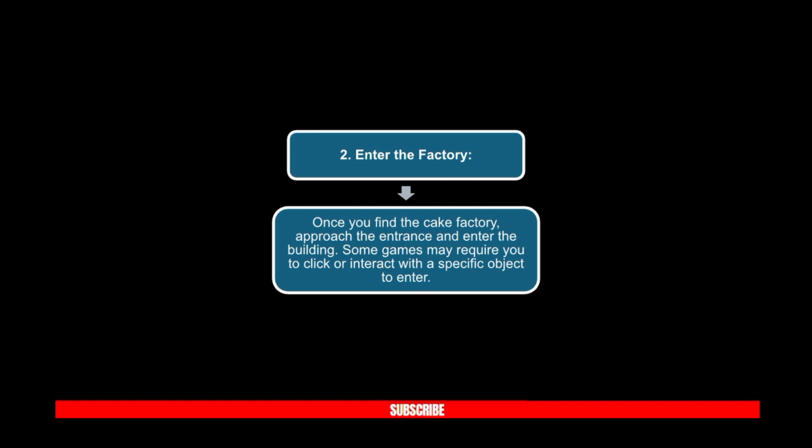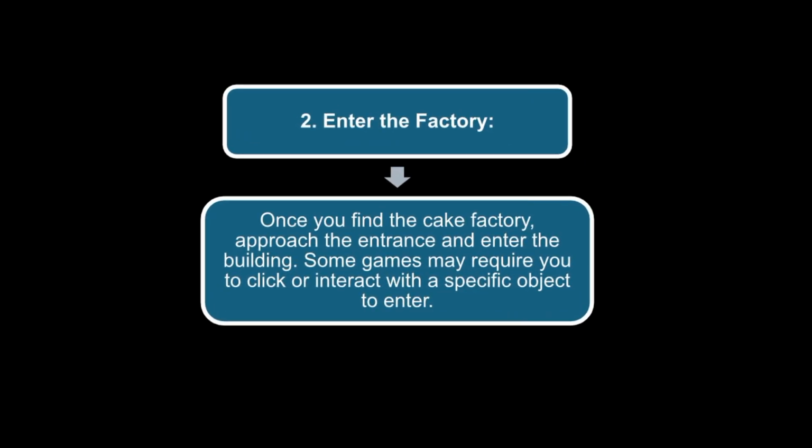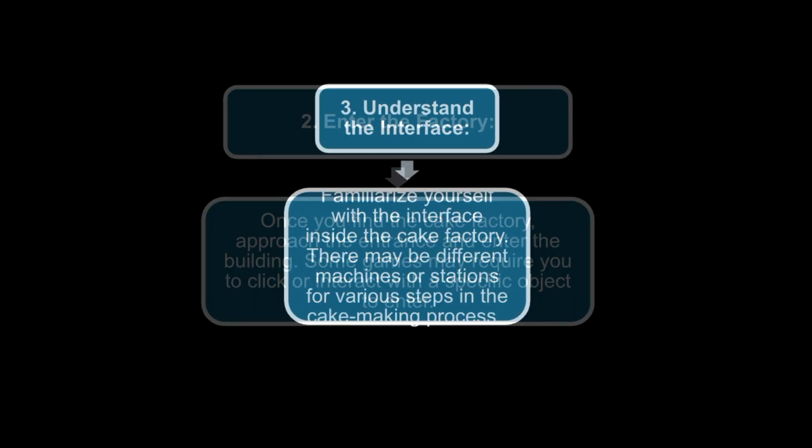Number 2. Enter the factory. Once you find the Cake Factory, approach the entrance and enter the building. Some games may require you to click or interact with specific objects to enter.